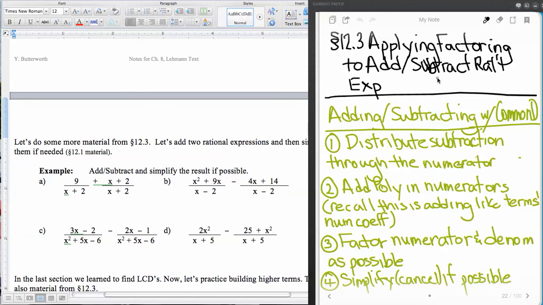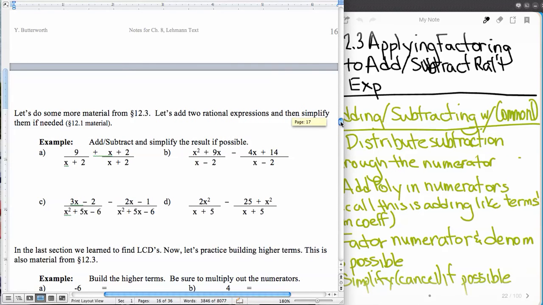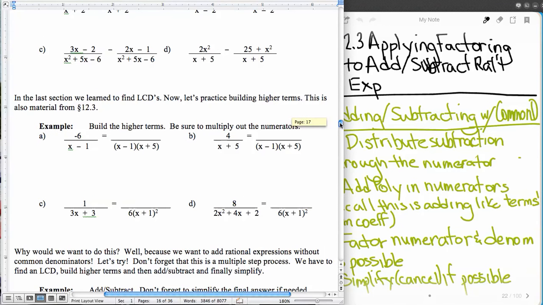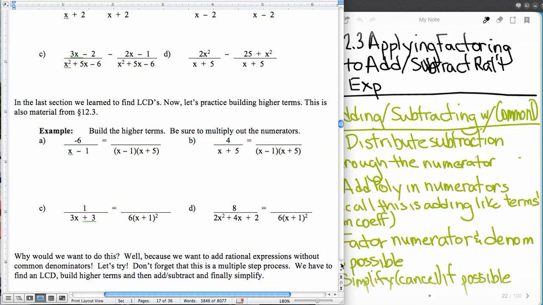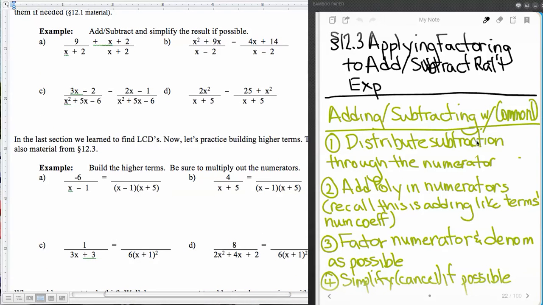All right, we're going to be adding and subtracting rational expressions, which is just another application of our factoring, since, as with adding and subtracting fractions, we have to simplify when we're done. So adding and subtracting when we have a common denominator means that we're going to distribute subtraction through the numerator. We're going to apply polynomial addition.